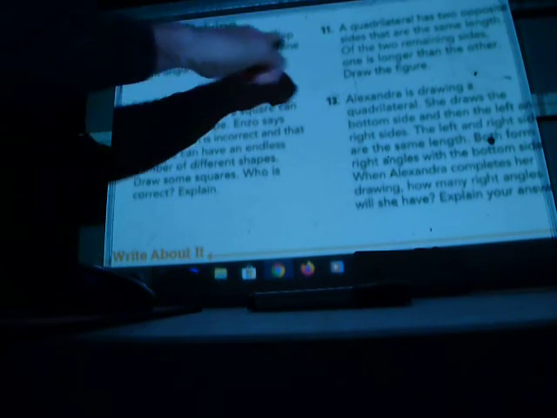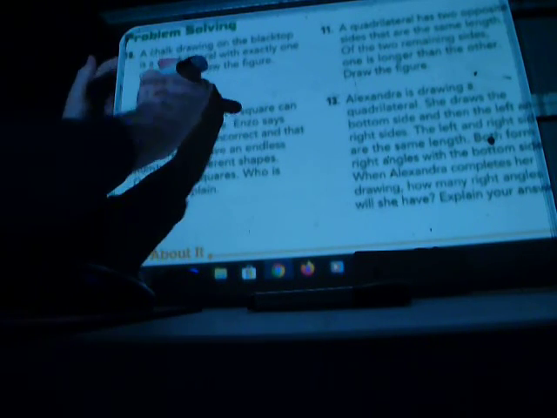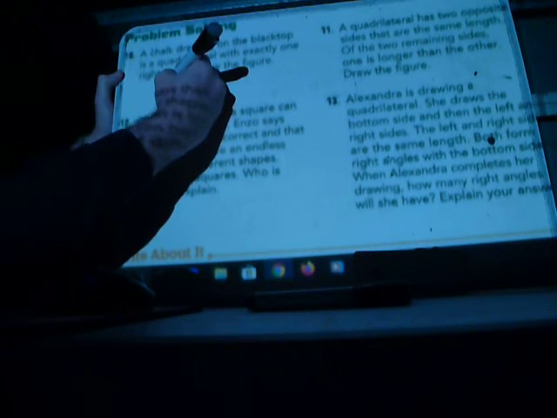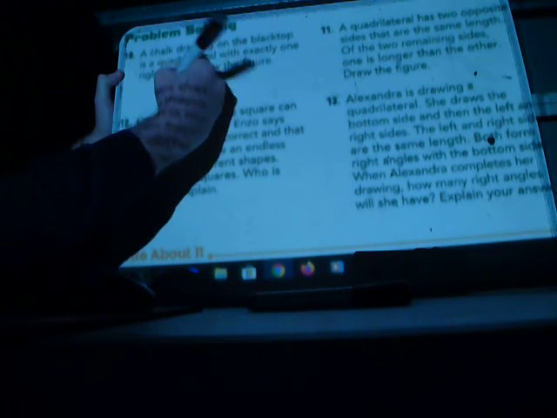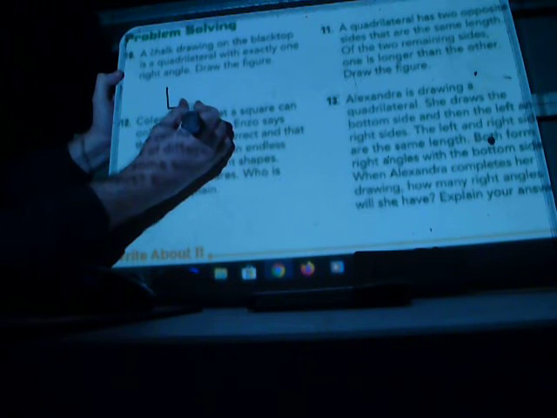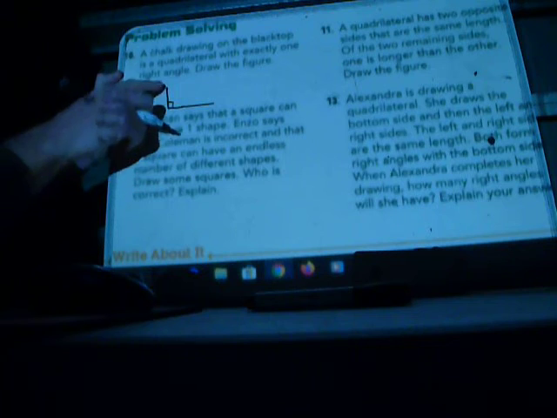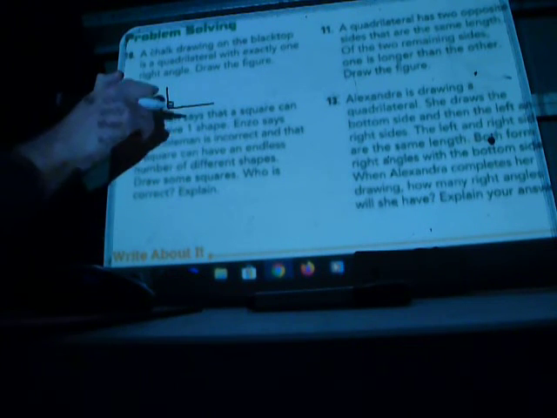A chalk drawing on the blacktop is a quadrilateral with exactly one right angle. Draw the figures. This will kind of look like what was in the matching. You have a question like this in your workbook. It gives you a description, so it only has one right angle. You can still make a quadrilateral out of that. So there's my right angle. It kind of makes an L shape.